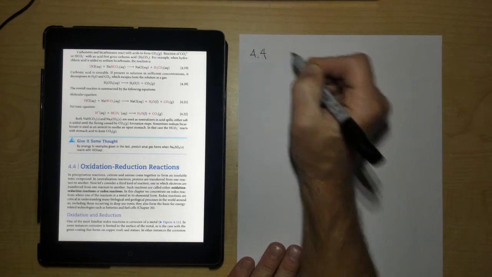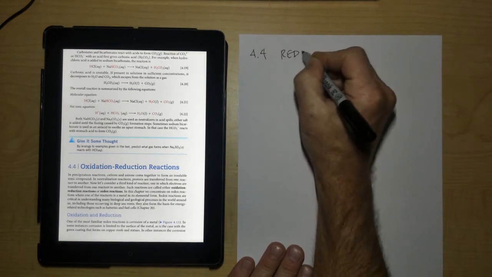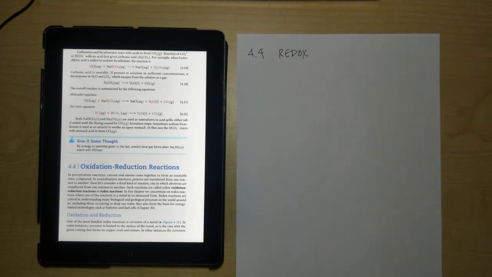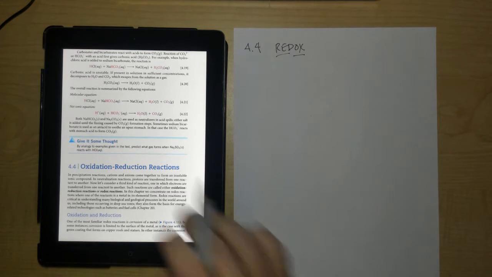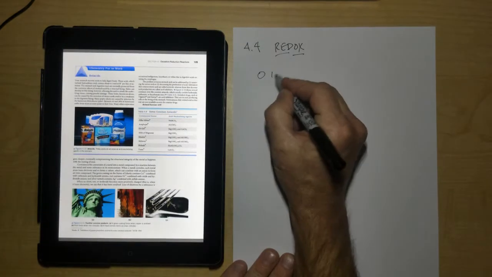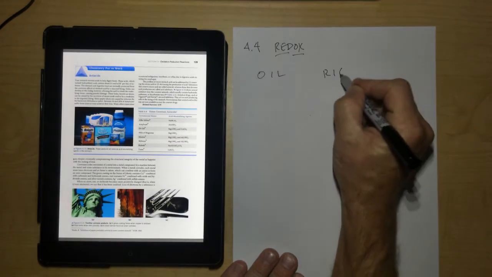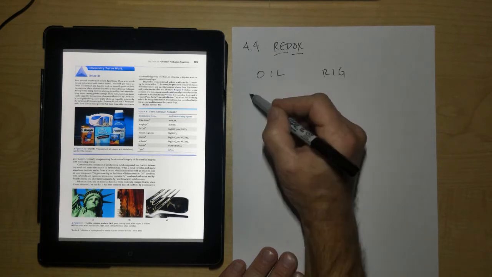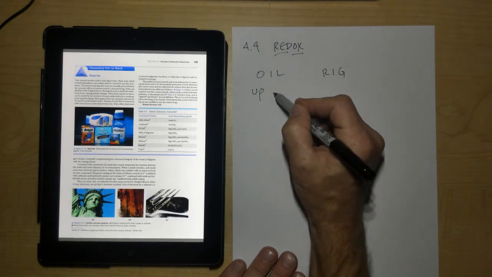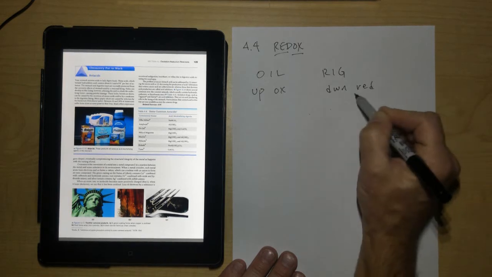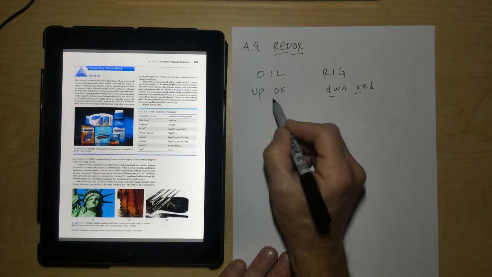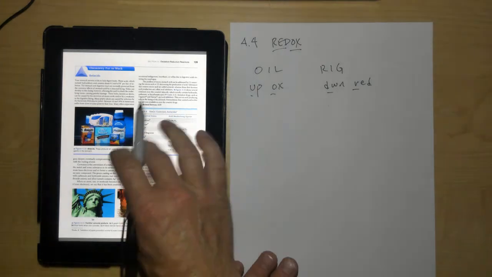The third type of reaction are called oxidation-reduction reactions, or some people call them redox, for reduction and oxidation reactions. So oxidation is the loss of electrons, reduction is the gain of electrons, or I like to think of it that things go up in charge if they're oxidized, and things go down in charge if they're reduced. Down and reduced both start with consonants, up and oxidized both start with vowels.